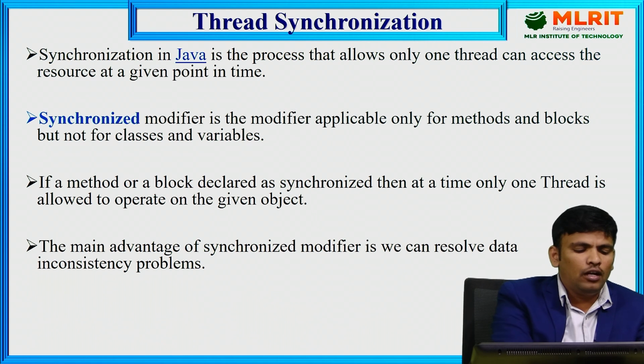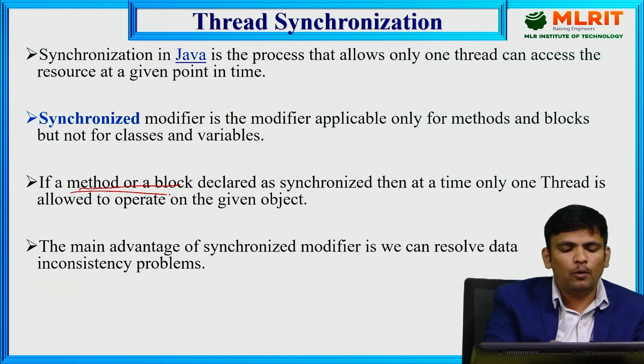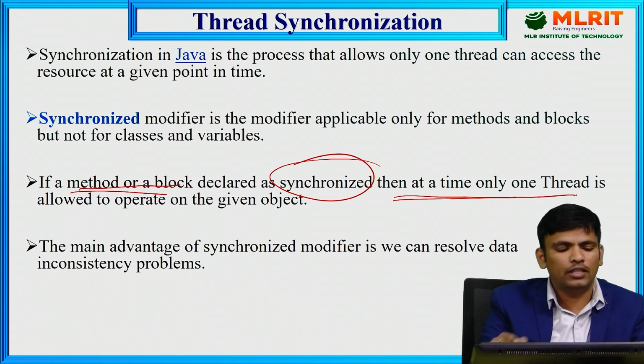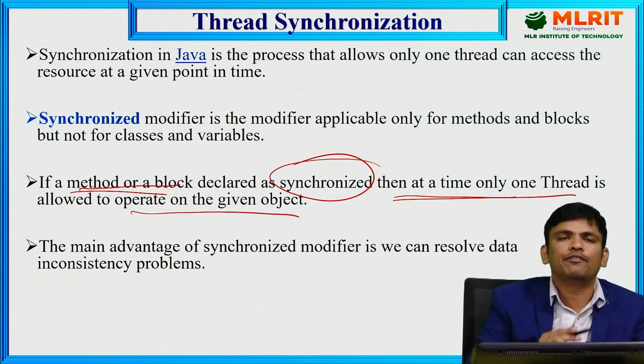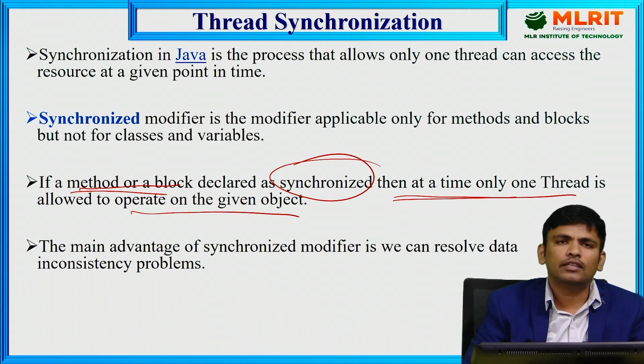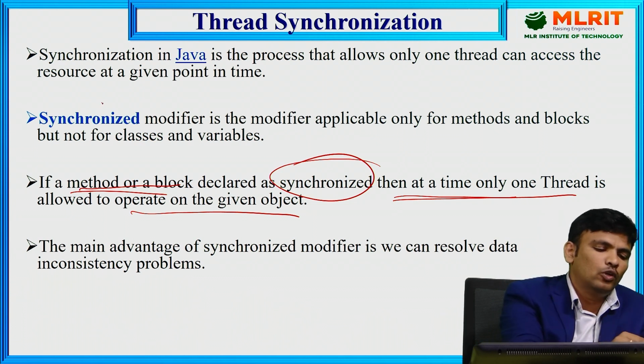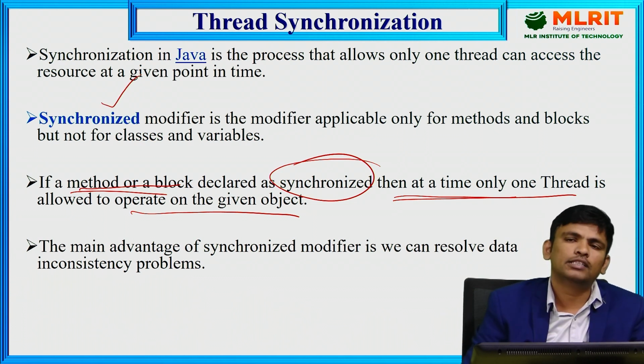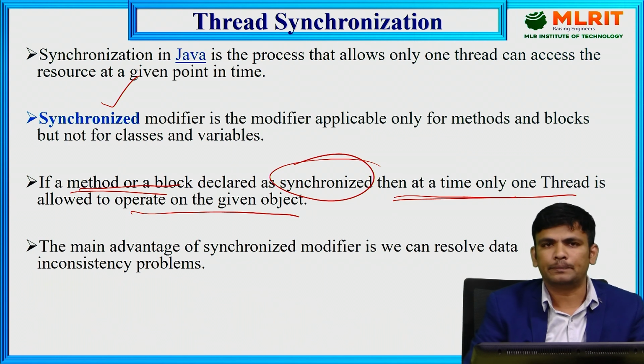If a method or a block is declared as synchronized, then at a time only one thread is allowed to operate on that given object. So if any block or method is declared with the synchronized modifier, only one thread is allowed to access that block or method.